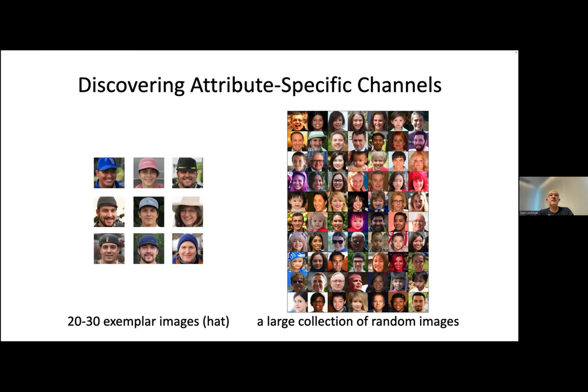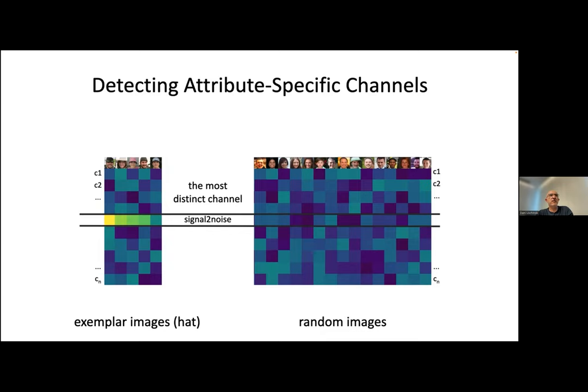basically, style vectors to the average style vector over a much larger population of images, some of which may or may not have hats. Most of them are not going to have a hat, because it's just one feature out of many. And this way we can identify, by performing a kind of signal-to-noise computation, which channel stands out in the exemplar images compared to the population of random images. And in this manner, we could also determine a large number of different attributes.